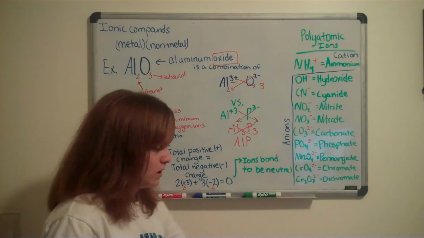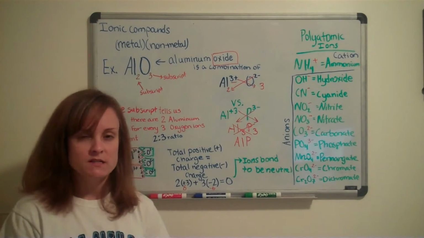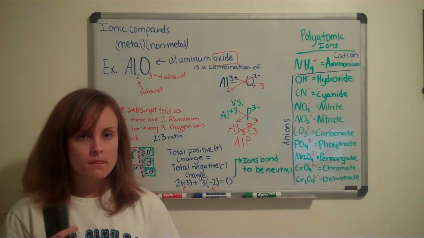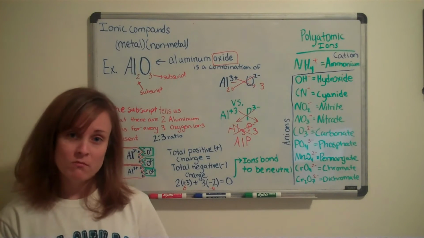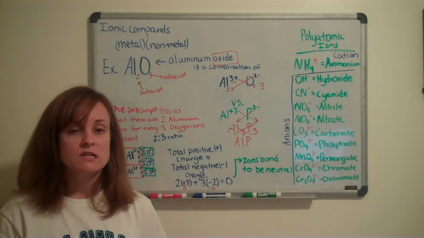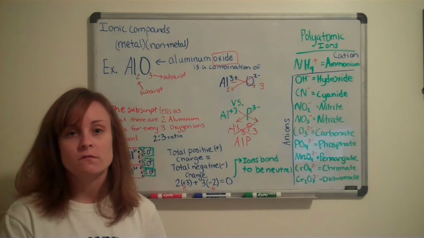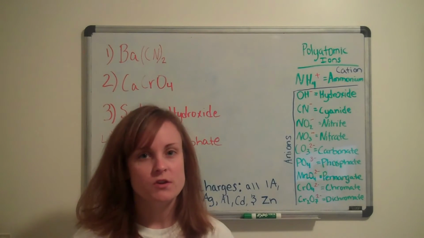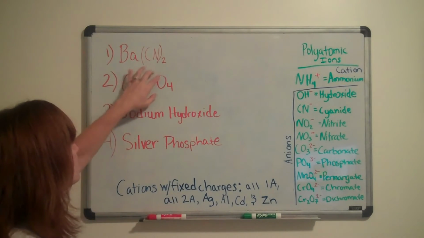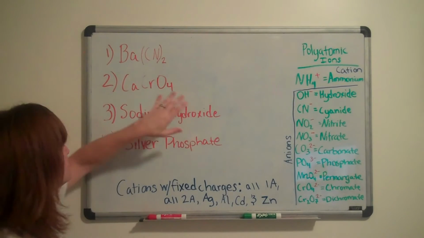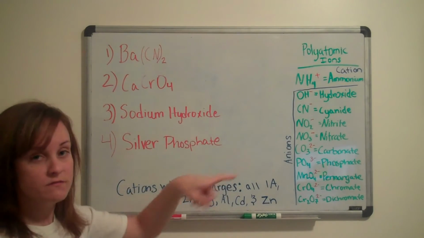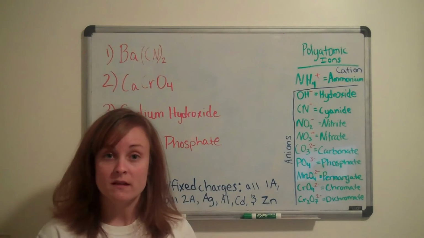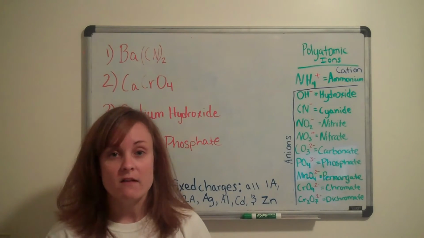Okay, so the following are some examples of how to take the formula and change it into the name of the compound, and we're also going to take the name of the compound and change it into the formula for that compound. So in 1 and 2 we're going to go from the formulas and find the names, and in 3 and 4 we're going to go from the names and find the formulas of these.